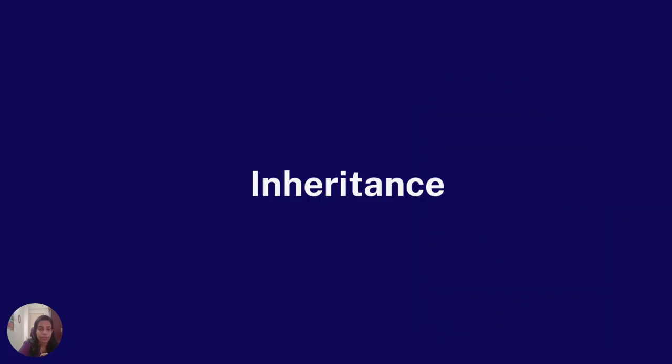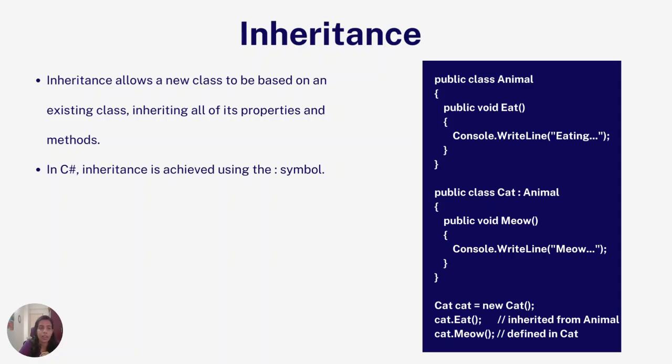Now the next concept is inheritance. Inheritance means, as the name suggests, a new class can inherit all the properties of a base class. In this example, we have declared a class called Animal, and in Animal we are declaring a method called Eat. Animal is the base class.